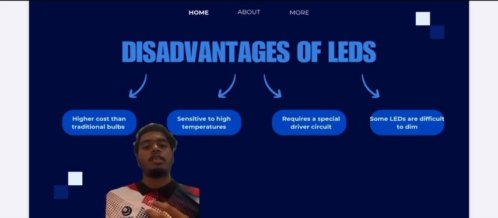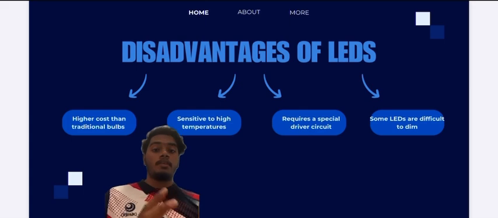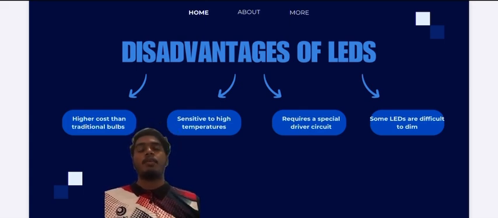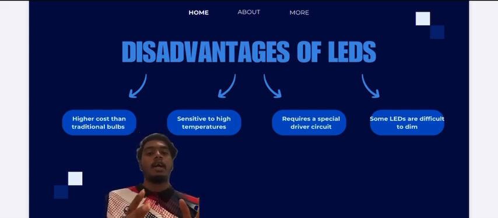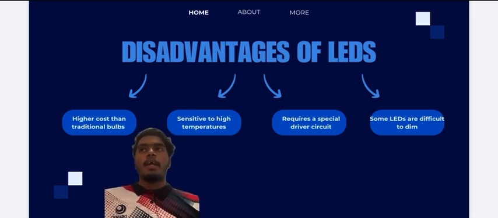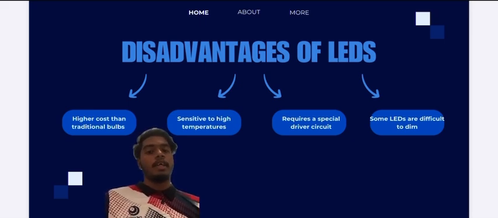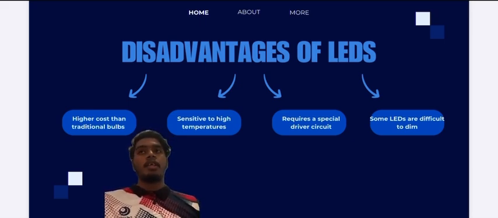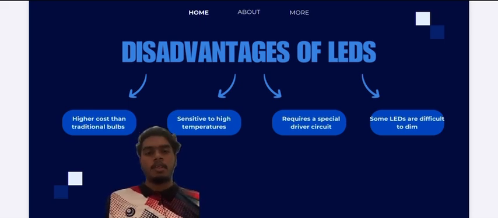Now let's talk about the disadvantages of LEDs. While LEDs have many benefits, they also have some limitations. One of the biggest disadvantages of LEDs is their higher cost. Compared to traditional bulbs, LEDs are more expensive to buy. However, since they last longer and save energy, they can still be more cost effective in the long run.